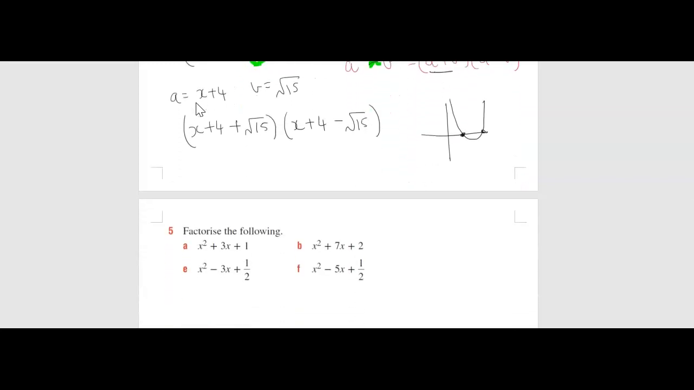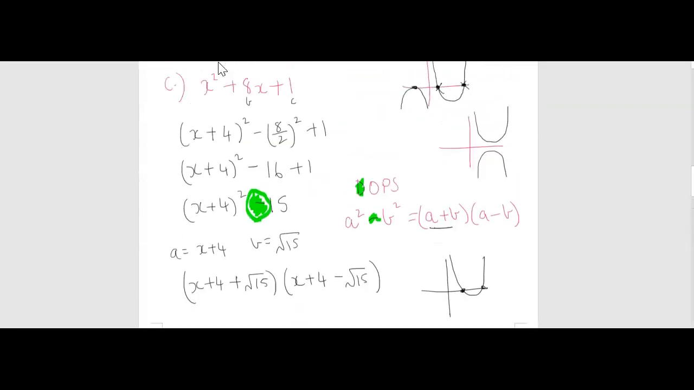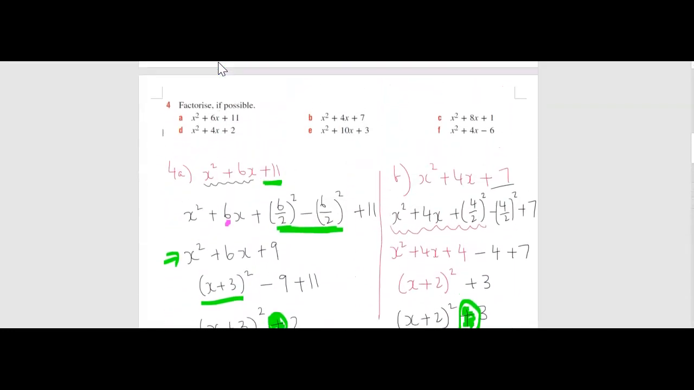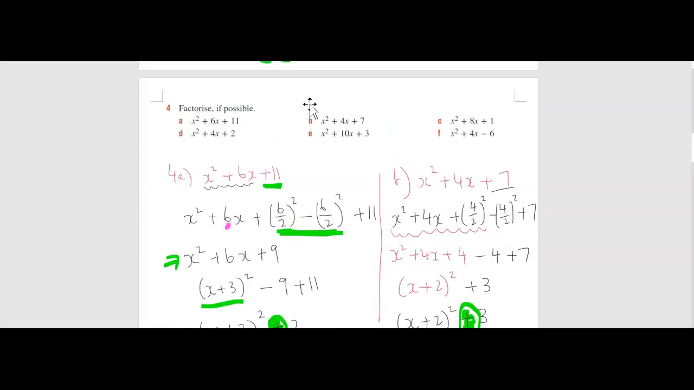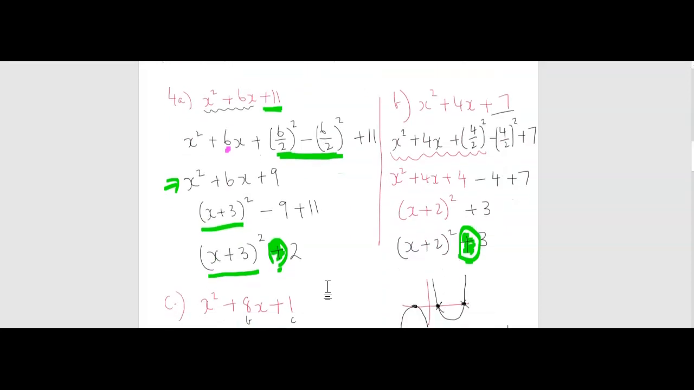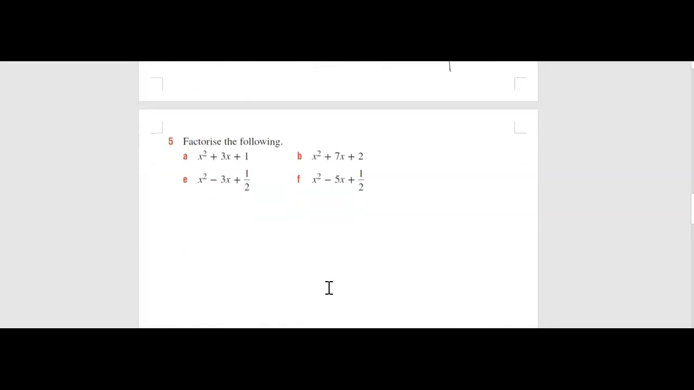All right, let's move on to question 5. We're still going to do completing the square, but this time it's a little bit different. You'll notice before we were dealing with even numbers, which was pretty cool. But now we're going to deal with odd numbers. Even numbers just means we're always dealing with integers, but now we're going to be dealing with fractions, which is okay.